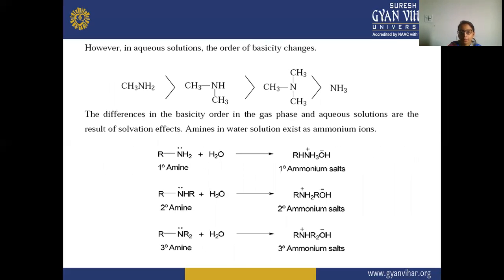In aqueous solution, the primary amine is most basic, then the secondary, then the tertiary, and then ammonia. The difference in basicity order in the gas phase and in aqueous solution is the result of solvation effects, and the amines in water solution exist as ammonium ions. So when a primary amine reacts with water, there is formation of a primary ammonium salt, and when a secondary amine reacts with water, there is formation of a secondary ammonium salt. In the case of a tertiary amine reacting with water, there is formation of a tertiary ammonium salt.